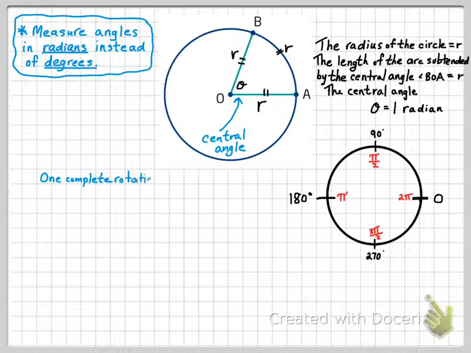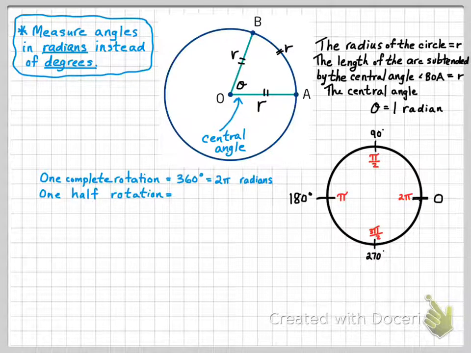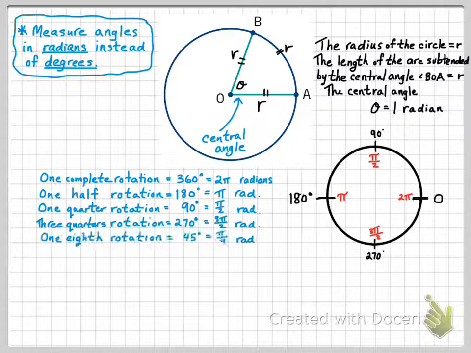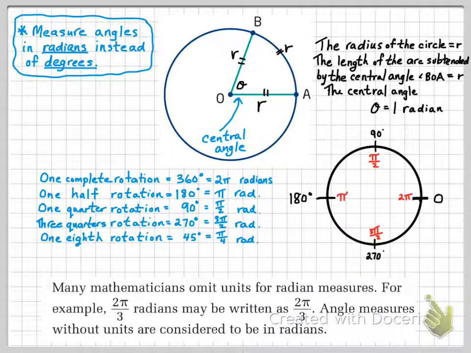One complete rotation, 360 degrees, is said to be 2 pi radians. 1/2 rotation, as I said, is 180 degrees, or pi radians. Quarter rotation, 90 degrees, is pi over 2 radians. 3/4 of a rotation, 270 degrees, is 3 pi over 2 radians. 1/8 of a rotation, 45 degrees, would be pi over 4 radians.